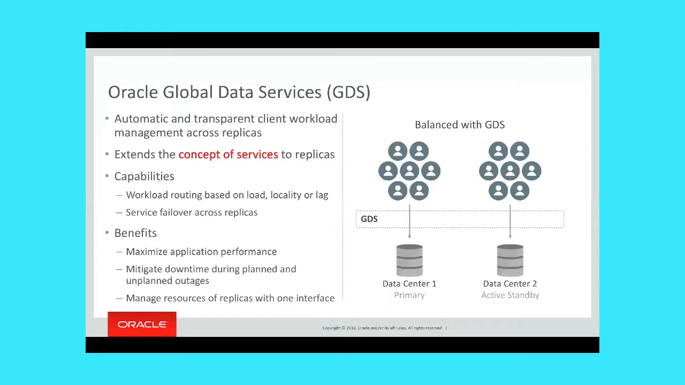Now, capabilities-wise, GDS offers a few things. The workload routing based on the load of these databases, based on the locality, the region where the databases reside, and also based on the replication lag. Based on those, GDS routes the workload accordingly. And then it offers service failover across replicas as well. If a database crashes, it immediately fails over that global service from one database to another database based on the policies that you get to set.